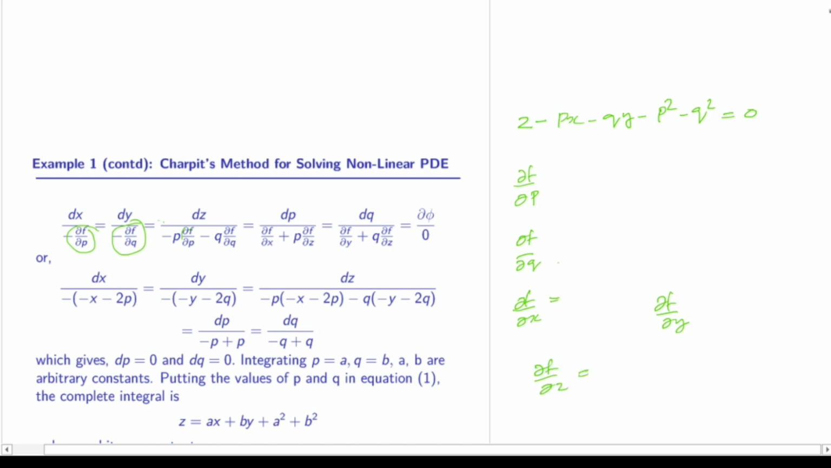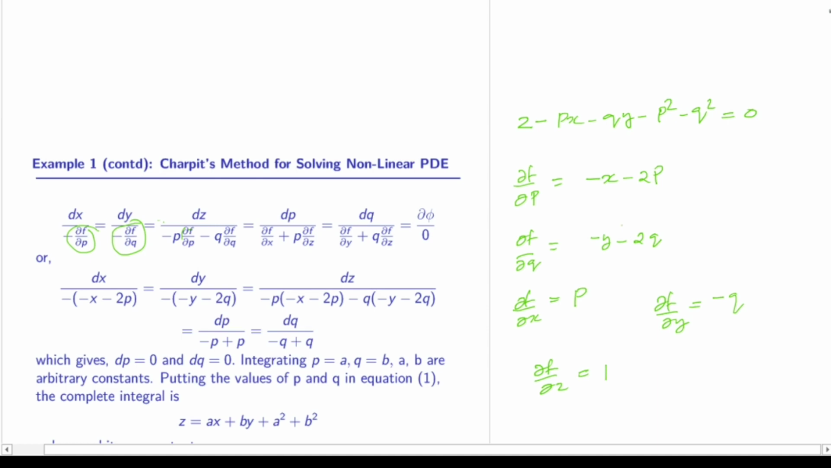Okay, so we need to find all these separately. Let us find ∂f/∂p first. Since this is the equation, we can clearly say that ∂f/∂p is equal to minus x minus 2p, and ∂f/∂q is equal to minus y minus 2q, and ∂f/∂x is equal to p, ∂f/∂y is equal to minus q. Then ∂f/∂z is equal to 1.